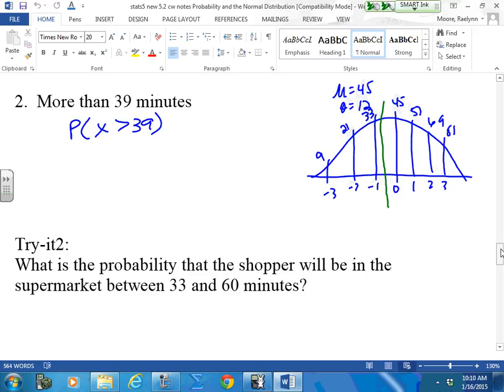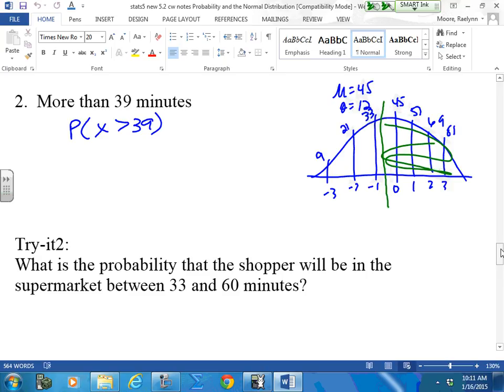Is my z-score going to be positive or negative? Negative. It's on the left of the 0, right? And I want more than. So where's my arrow pointing? To the right. So is this probability going to be a good chunk? Yeah, because it's more than 50%, right? A lot more than 50%.